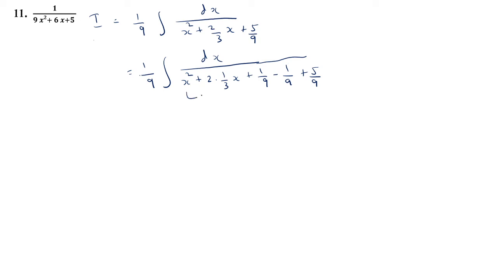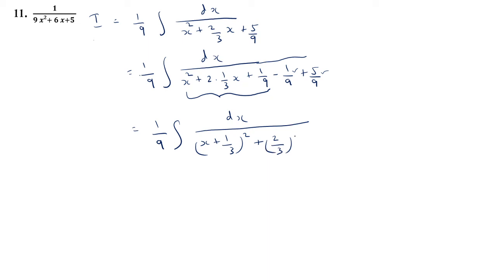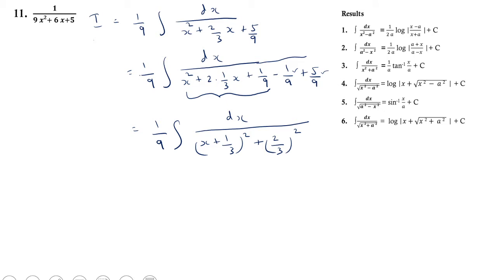Doing this because x square plus 2 into 1 by 3x plus 1 by 9 will be x plus 1 by 3 the whole square. So this is equal to 1 by 9 integral dx divided by x plus 1 by 3 the whole square, plus 5 by 9 minus 1 by 9 will be plus 4 by 9. Plus 4 by 9 is nothing but 2 by 3 the whole square. So we have I is equal to 1 by 9 integral dx by x plus 1 by 3 the whole square plus 2 by 3 the whole square.